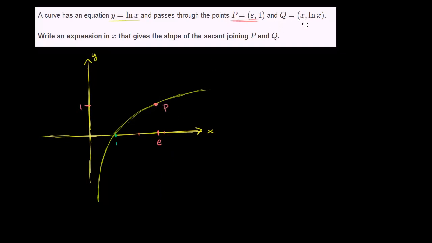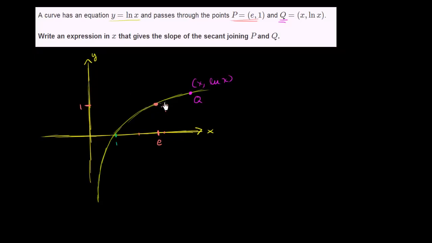For any given x, the y value is going to be natural log of x. So let's say that is our Q right over there, and that's the point (x, natural log of x). And we want to find the slope of the secant line joining these two points.